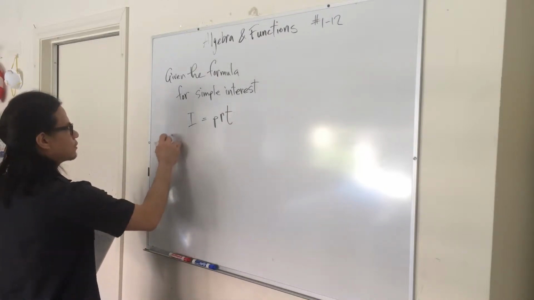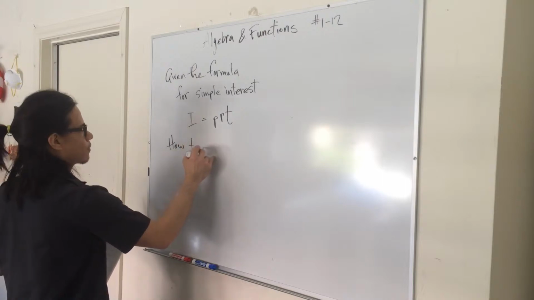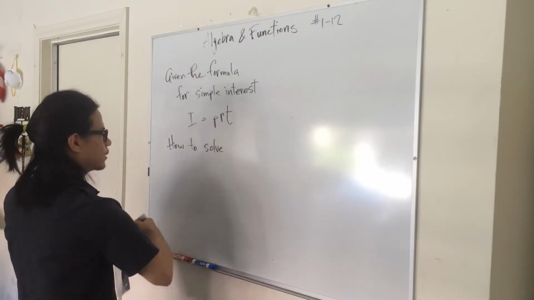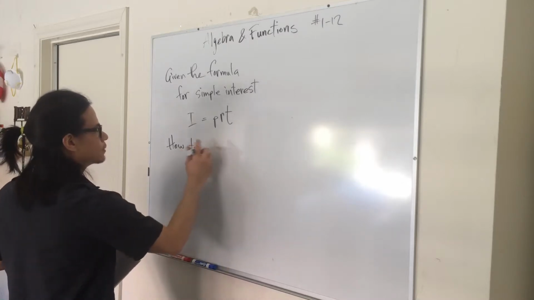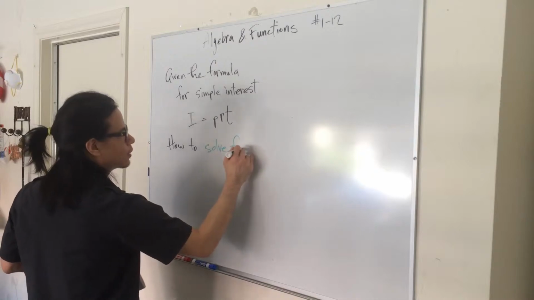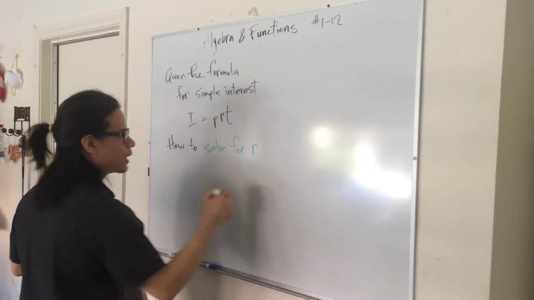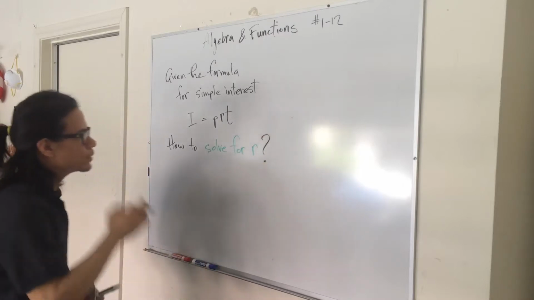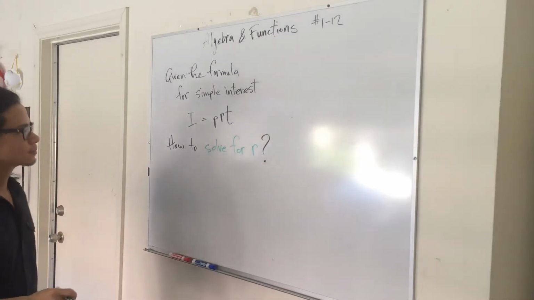The question is how to solve for R. Solve for R. And like you did with x earlier, you got x by itself. In this case, we're going to get R by itself.